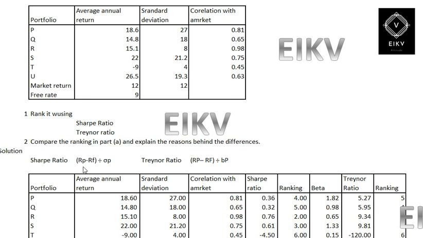So here we have the Sharpe ratio formula. The formula for Sharpe ratio will be RP minus RF divided by standard deviation of P. So RP would be return of the security, RF would be the risk-free rate, and divided by standard deviation of the security or portfolio. Treynor ratio would be RP minus RF divided by beta of the portfolio. So RP would be return of the security and RF would be risk-free rate and beta would be beta of each security.